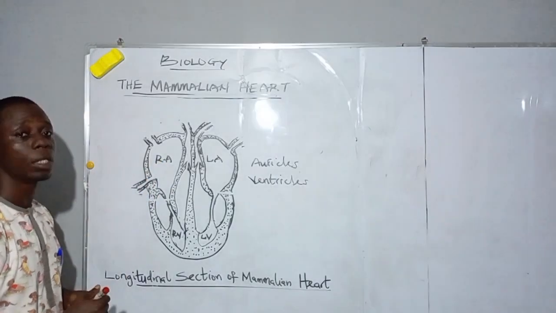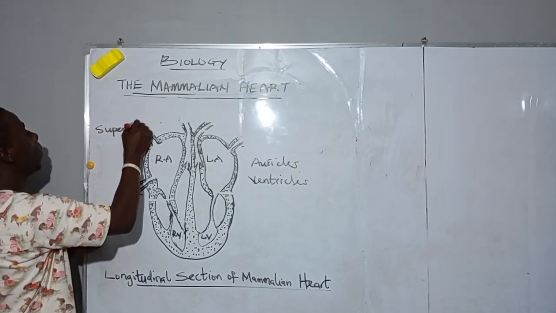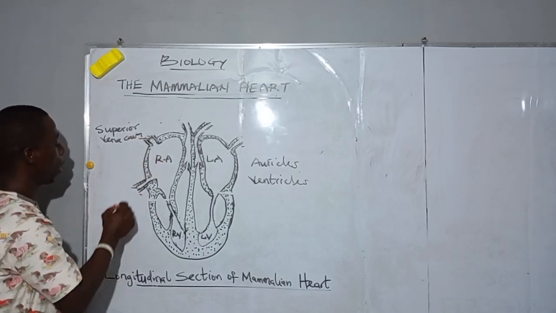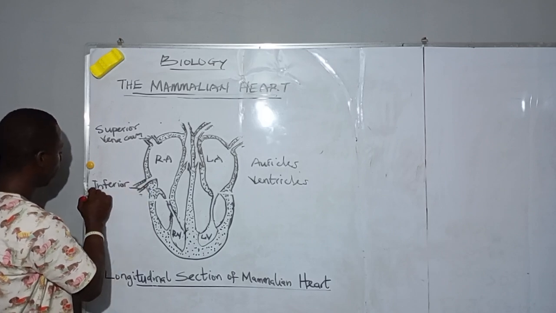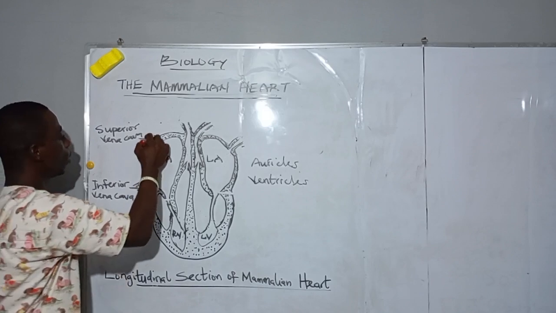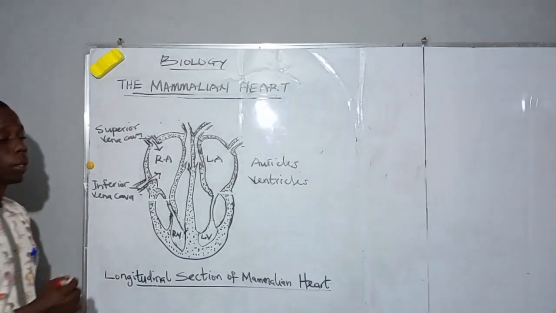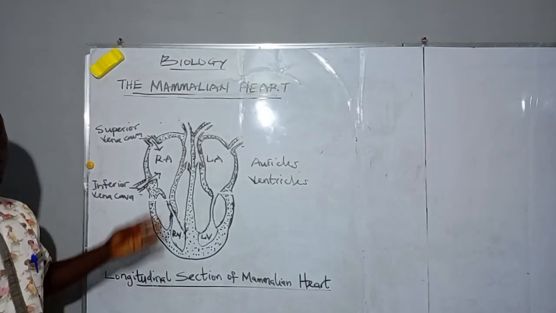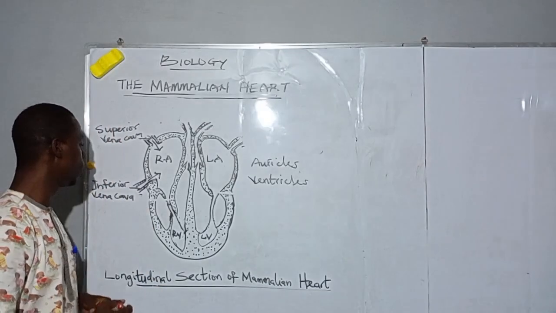The right auricles receive blood from the superior vena cava and the inferior vena cava. So blood comes in through these veins. There are veins, and the blood that comes through these veins is deoxygenated blood. That is, it contains no oxygen.